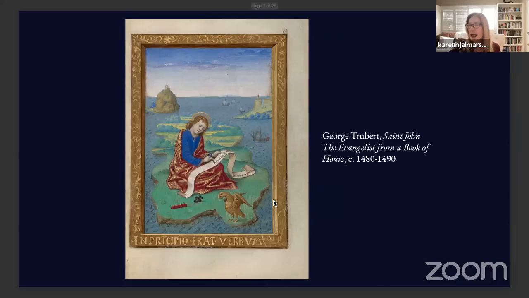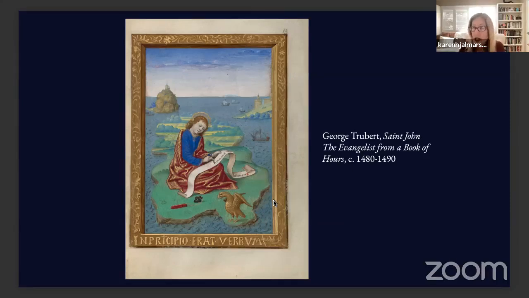Another illuminated manuscript, a little bit later, is another book by a man named George Trubert. George Trubert was French. He was from Provence, but he spent most of his career in the 15th century and the early part of the 16th century as a manuscript illuminator. And usually Christian liturgical pages are all that's left.